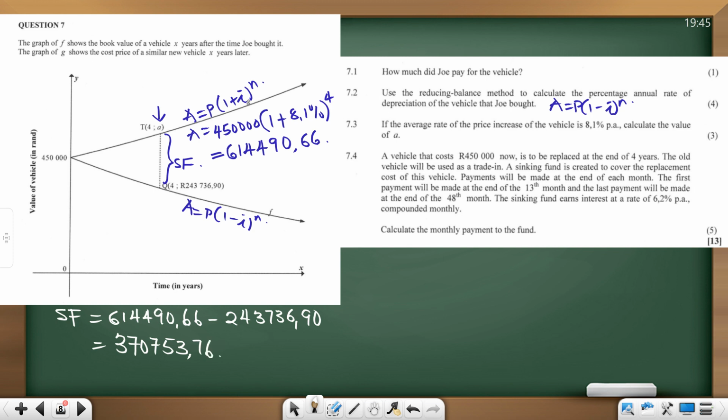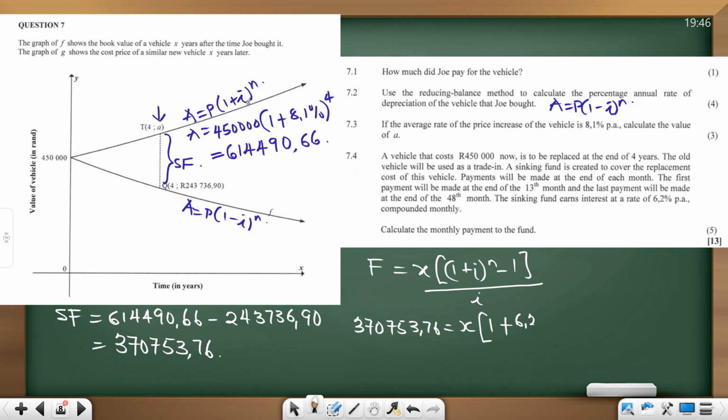But we said something earlier on when we were doing the introduction. Sinking fund: F is equal to X into bracket 1 plus I to the power of N minus 1 over what? Over I. Do I know my sinking fund? 370753, comma what? 76. I'm looking for the monthly deposit, right? 1 plus, what's the interest? 2% compounded what? Monthly. We have that. The question is, what is N?